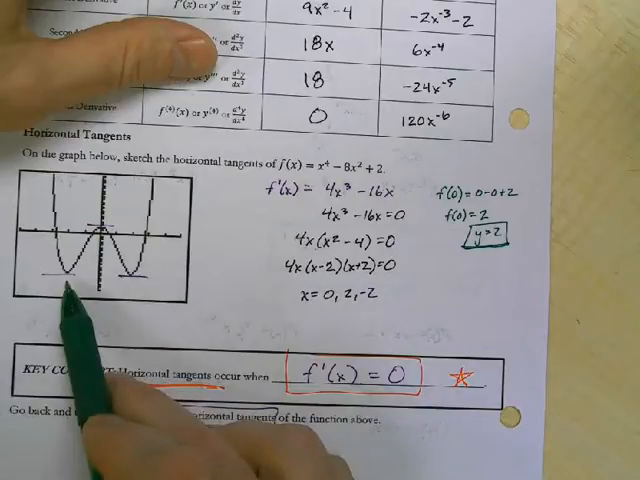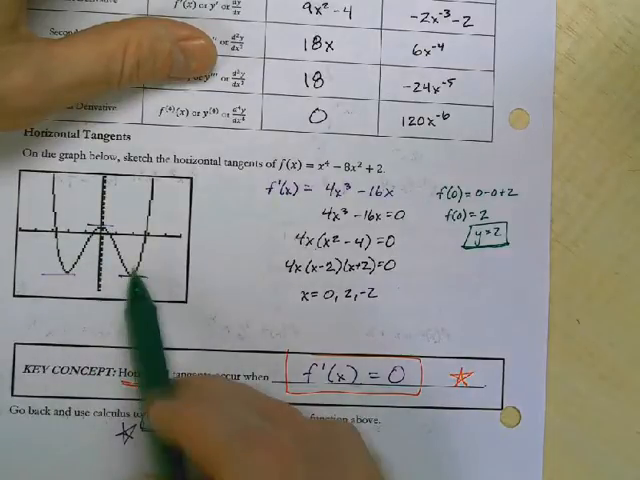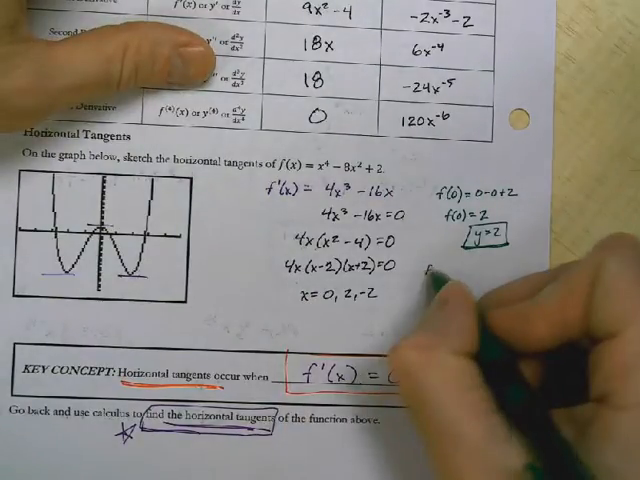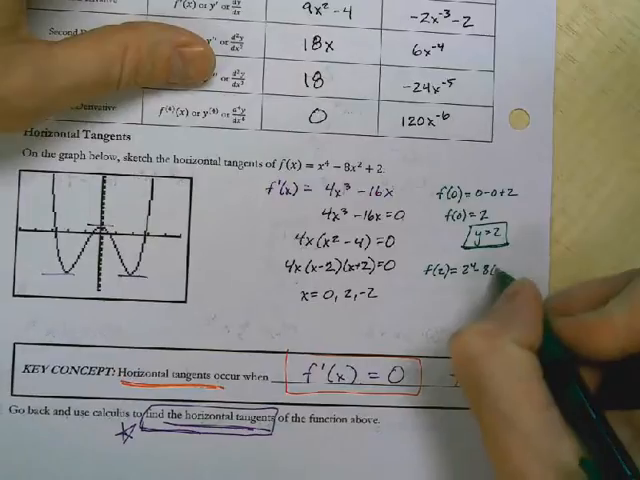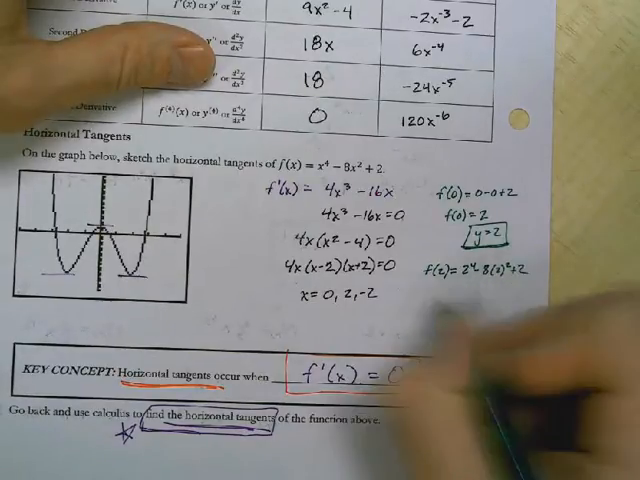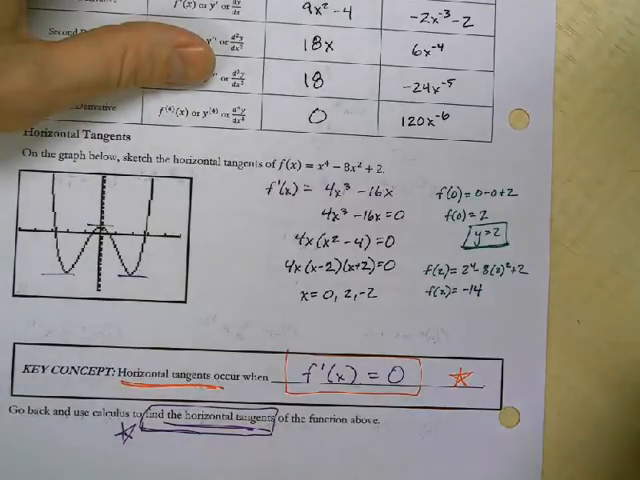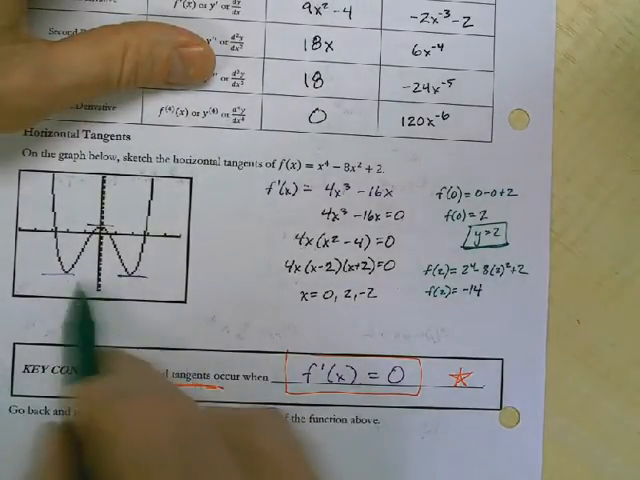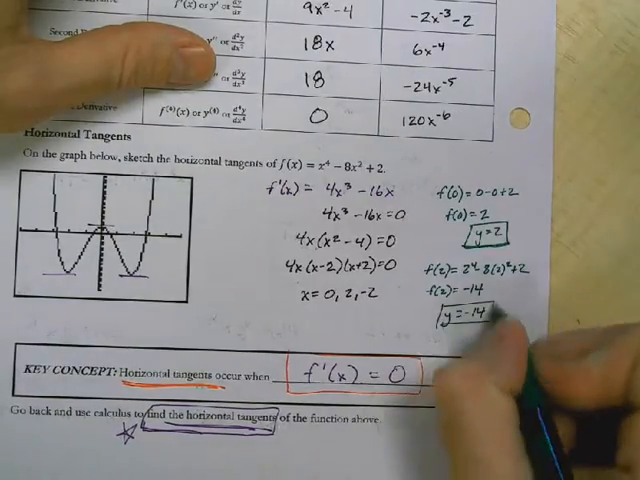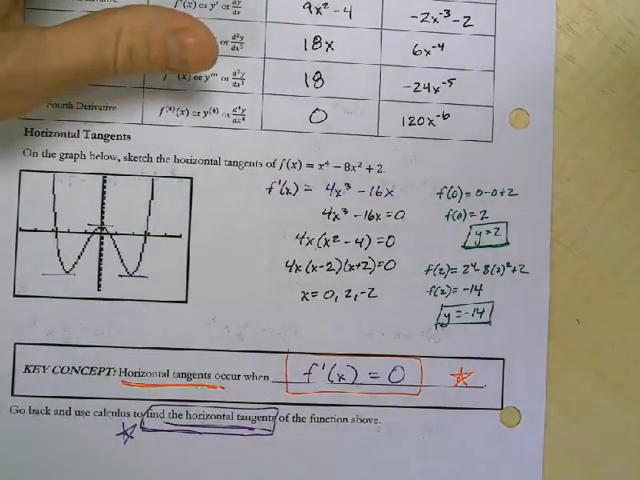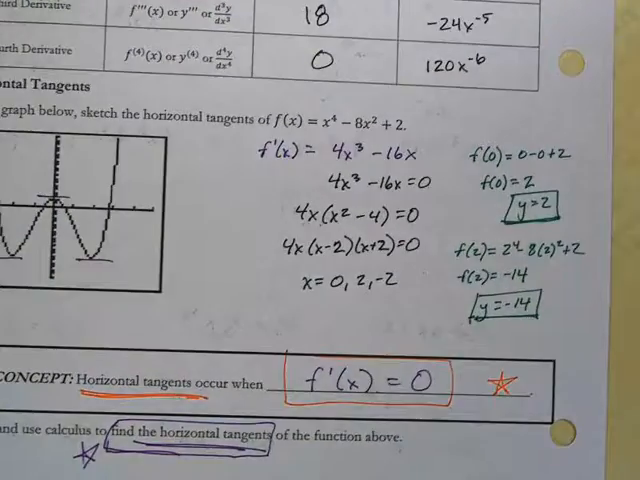To figure out these two down here, plug in the 2 or the negative 2. f of 2 is 2 to the 4th minus 8 times 2 squared plus 2. So f of 2 would give you negative 14. So in other words, the actual equation for that one is y equals negative 14. Now I will tell you, if you plug in negative 2, you'd get the exact same result. But I wanted to make sure that I made this really obvious and stated this very clearly.